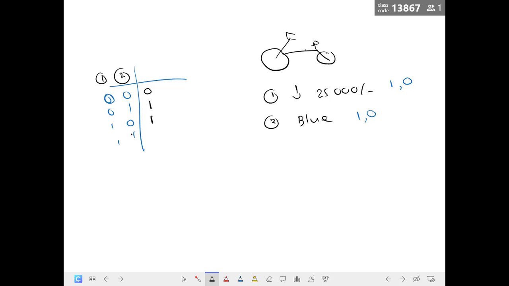When both conditions are true, then I am going to buy. This kind of pattern is there in the OR gate.